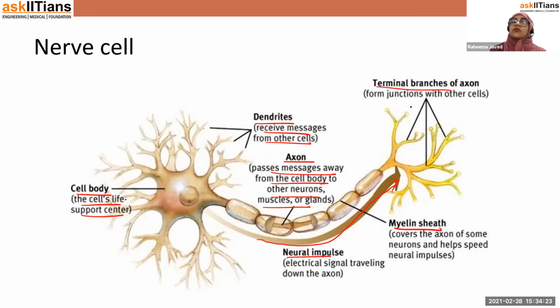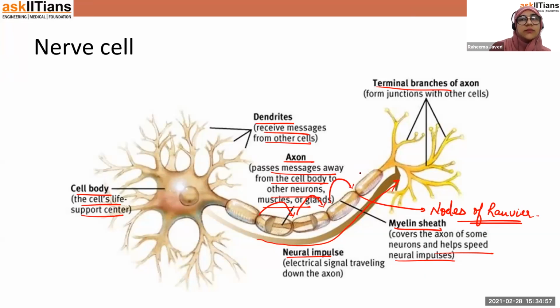Then the nerve impulse moves to the terminal branches of the axon, which junction with other cells, and the myelin sheath helps speed up the neural impulses, because you can see there are some places where the myelin sheath is not present. This region on the axon where the myelin sheath is not present is known as the nodes of Ranvier, and these nodes are the places where the nerve impulse jumps, and that is how it helps in speeding up the transmission of the neural impulse.